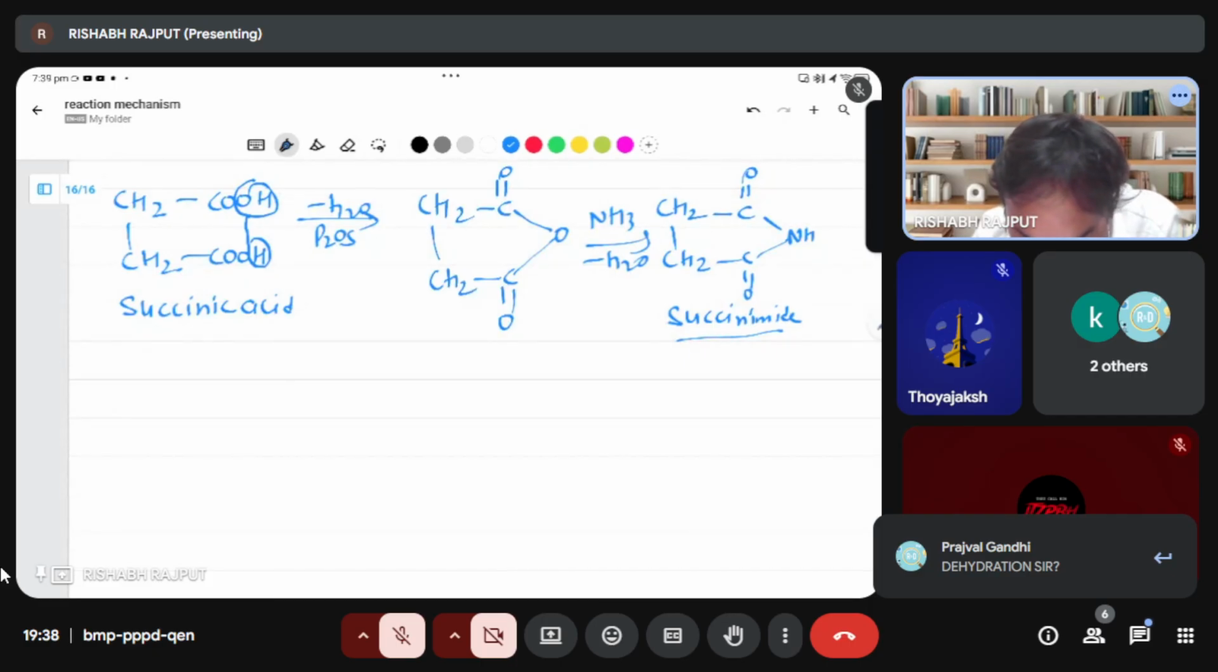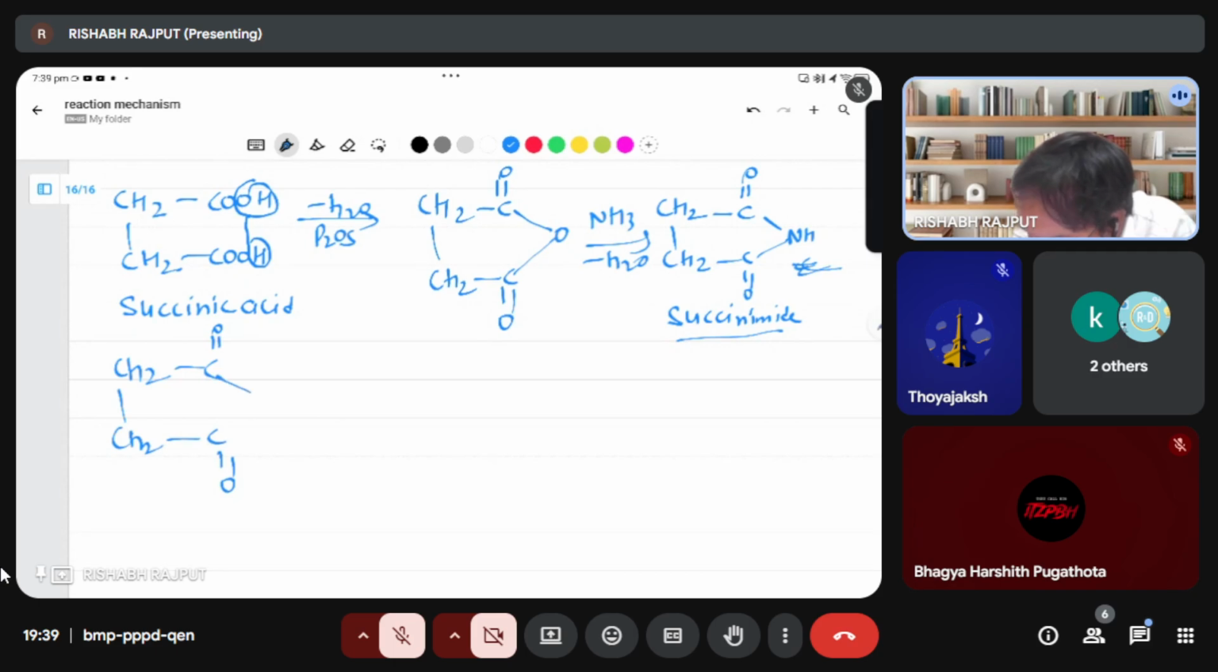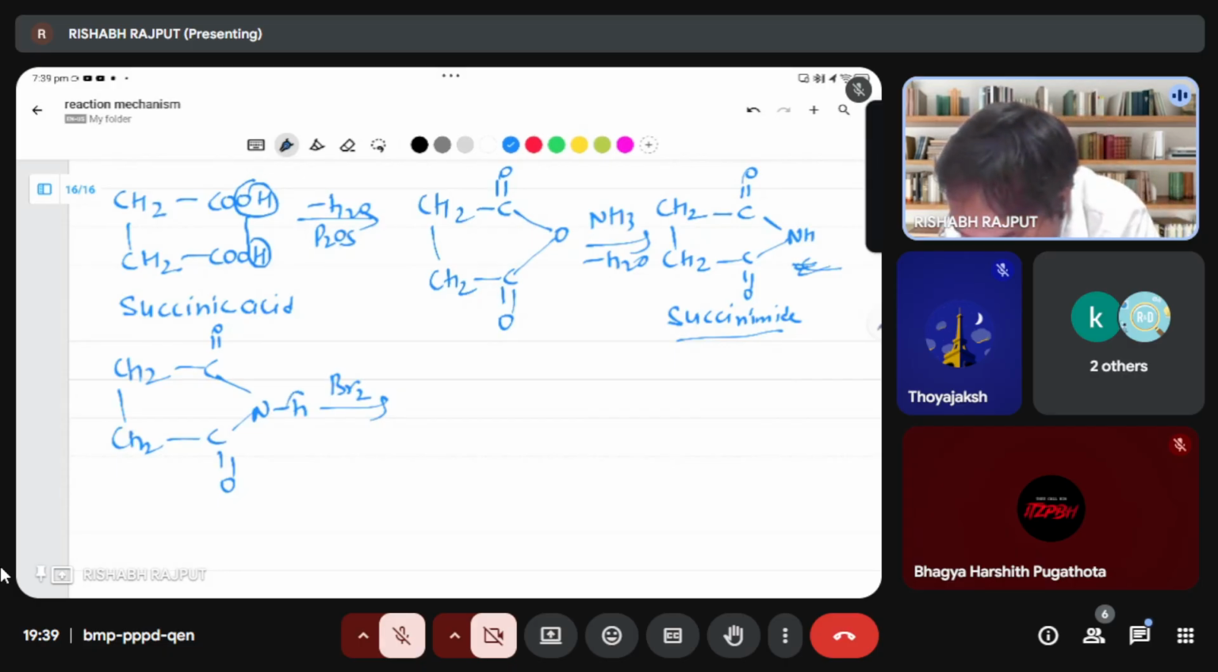What happened here actually? When you have this compound, just see this NH bond. If you put Br2 or HBr, whatever you put here, what happens because of that? This H will be replaced and Br will come here.